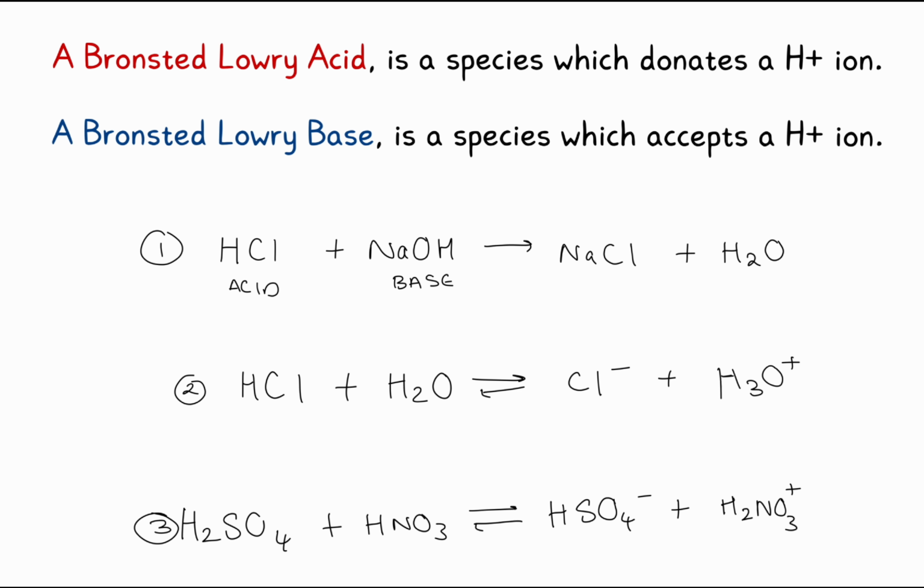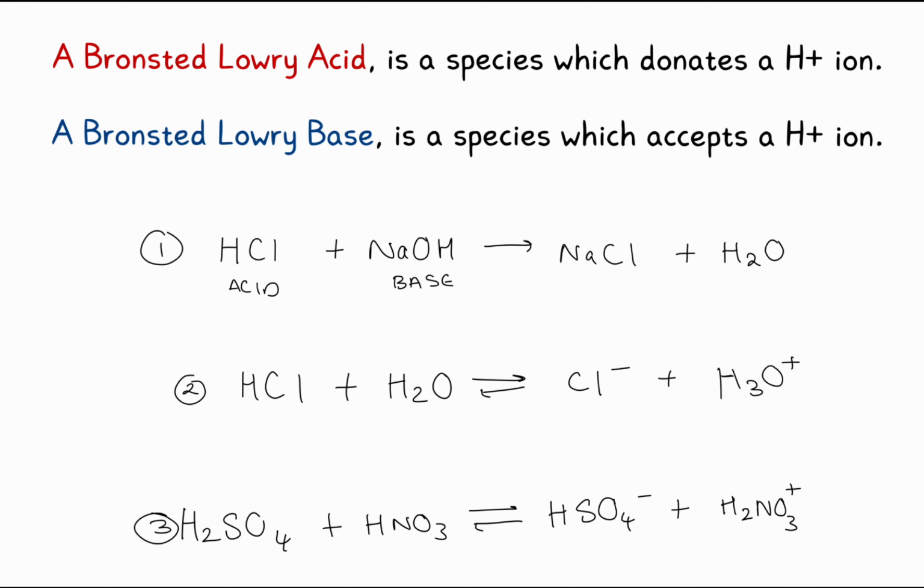So, a Bronsted-Lowry acid is a species which donates a hydrogen ion. Anything that donates a hydrogen ion is now an acid. And a Bronsted-Lowry base is a species which accepts a hydrogen ion. So from now on, if you see something that's accepting a hydrogen ion, that counts as a Bronsted-Lowry base. We're going to look at three examples.